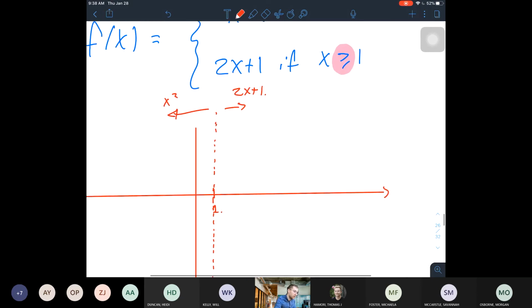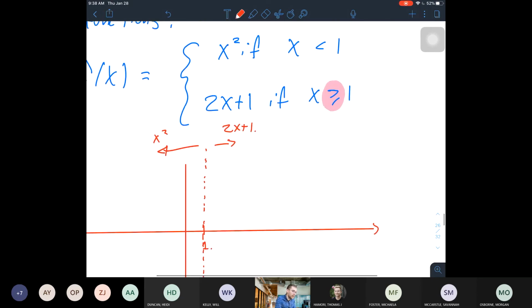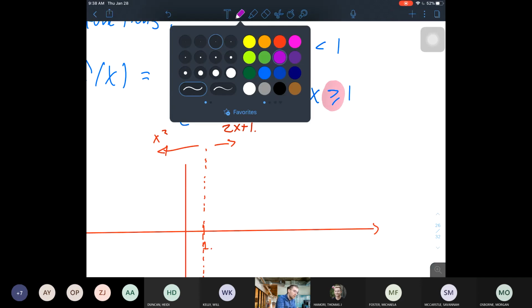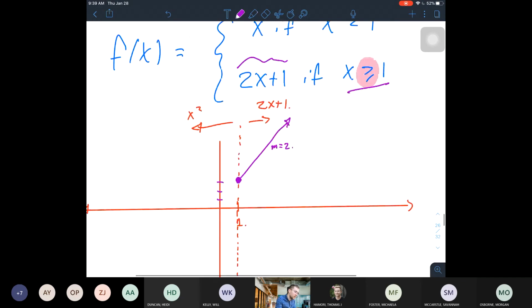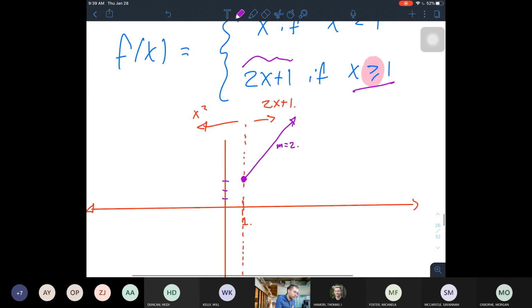Okay, so let's try it. All we have to do is plug the value x equals 1 into this formula, 2x plus 1. We'd get 2 times 1 plus 1, which gives us 3. So we'll put a dot here at 3, and then from there on, it's just up at a slope of 2. The slope here is 2.